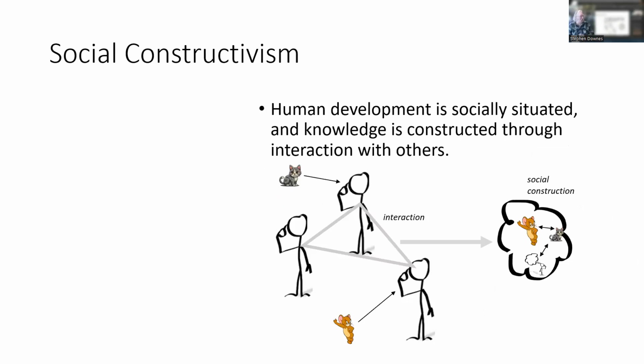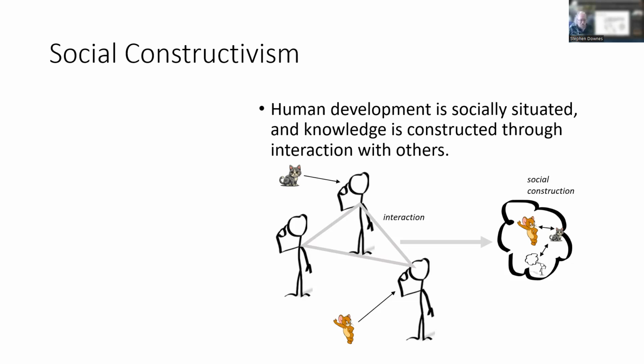And that leads us to social constructivism. As you can see, I'm just zipping right through this. And social constructivism argues that human development is socially situated. And so the constructions or models of reality that we create are constructed through interaction with others. So we don't do it all by ourselves, right? And that kind of accords with common sense.